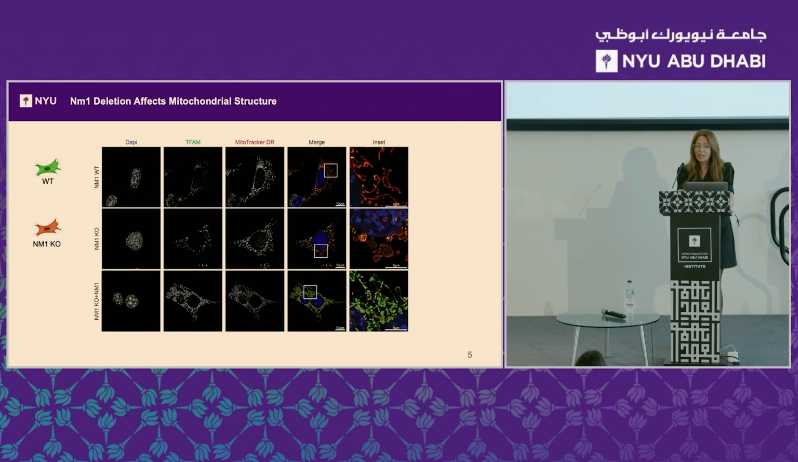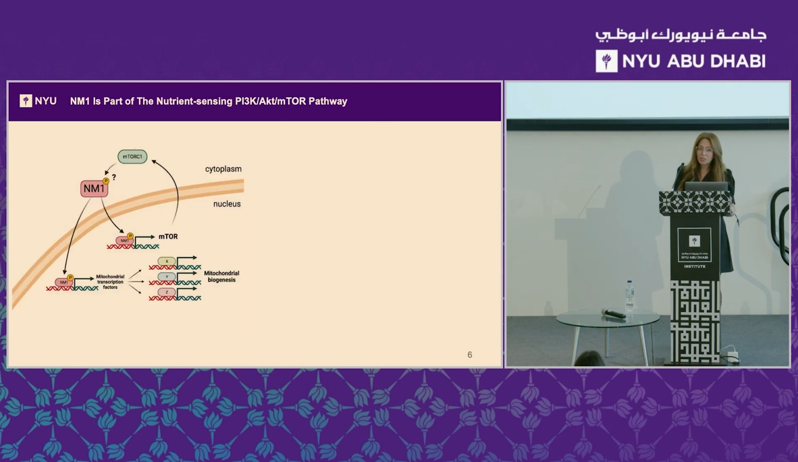So we showed that if you stain the mitochondria, and one of the important proteins for mitochondria, TFAM, you can observe that in wild-type cells, the mitochondria are very healthy, elongated, and spaghetti shaped. But when you remove NM1, the mitochondria turn into an abnormal phenotype, and they have this circular shape. But when you put back the NM1, again the cells start to rescue their phenotype, and they have these spaghetti shaped mitochondria. And we showed that NM1 is actually regulating mitochondrial transcription factors in an mTOR signaling dependent manner.